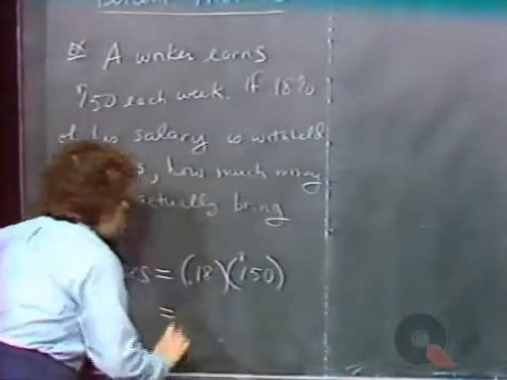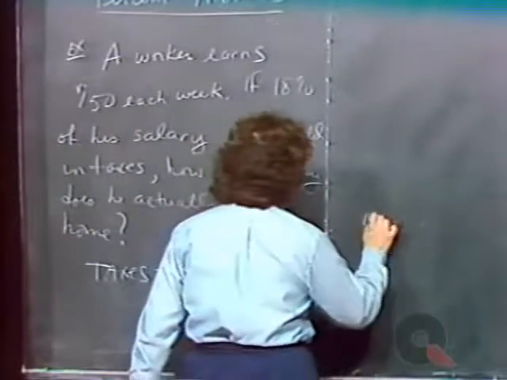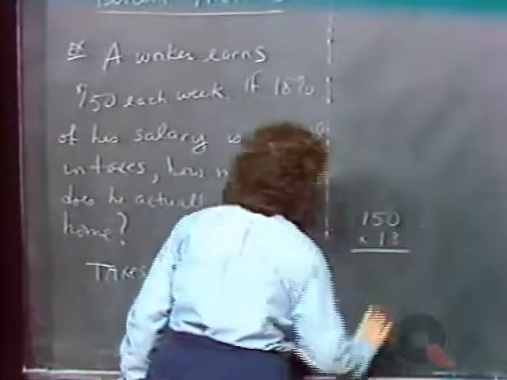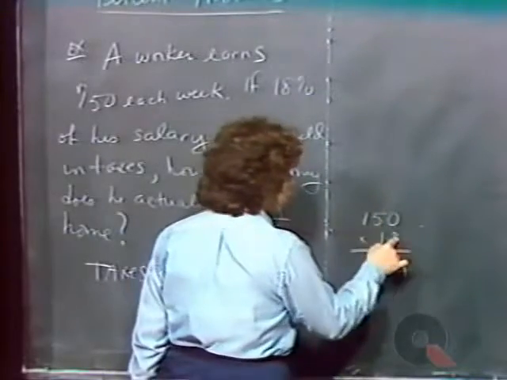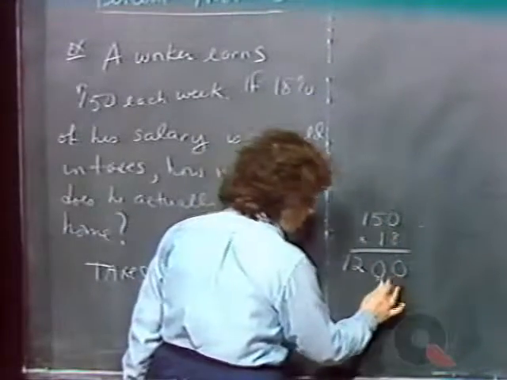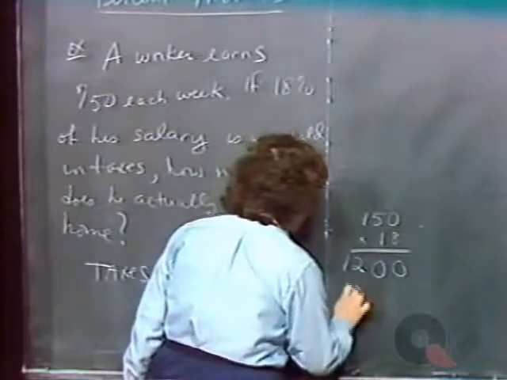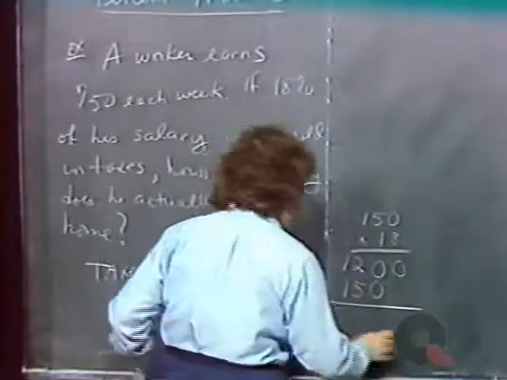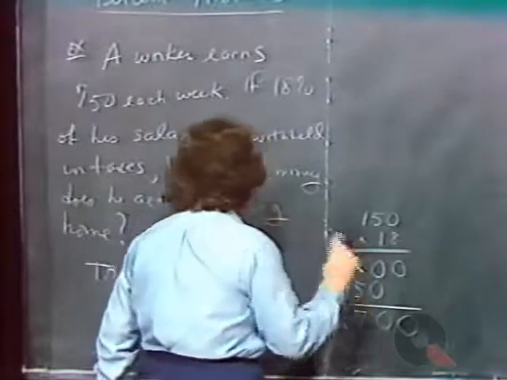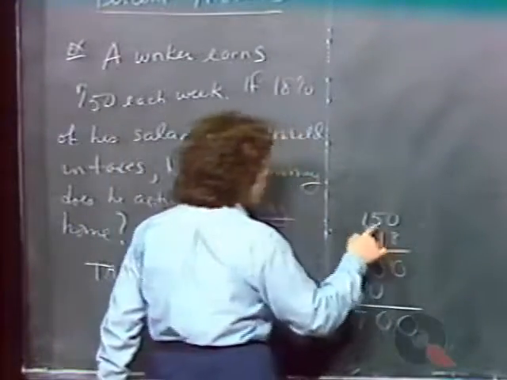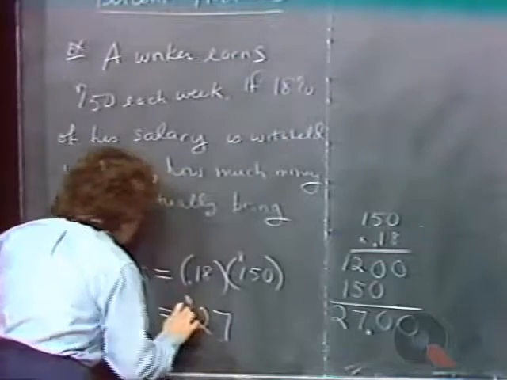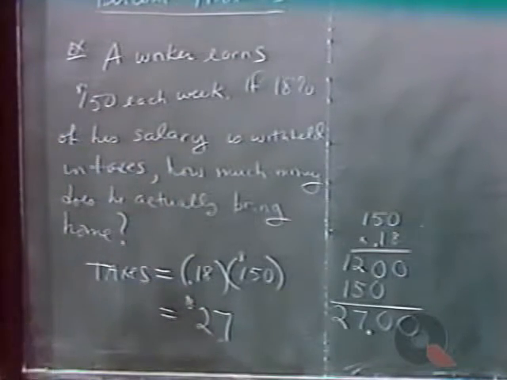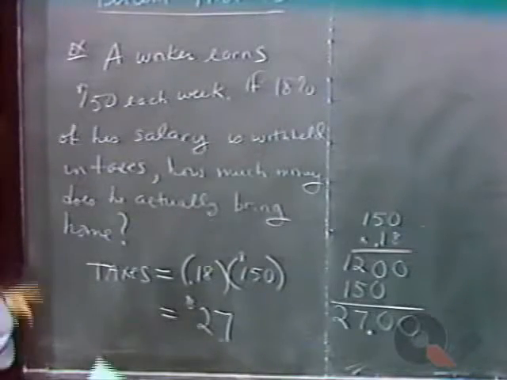So we'll have to multiply 150 times 18. 8 times 0, 0. 8 times 5, 40. Carry the 4, 4 and 8, 12. Go in 1, and then 1 times 150, giving us 2700. Now, we had 2 decimal digits here, no decimal digit there, so 2 in the answer. So the taxes amount to $27. And chances are one of the choices on the assessment test would be $27, but that's not the answer to the question. How much money does he actually bring home?